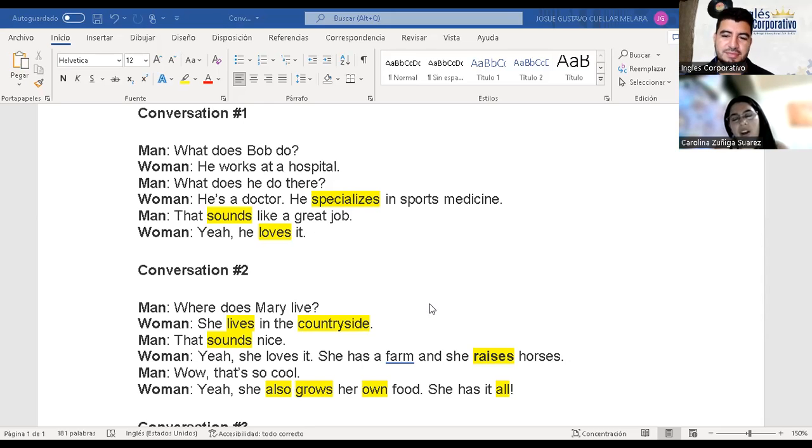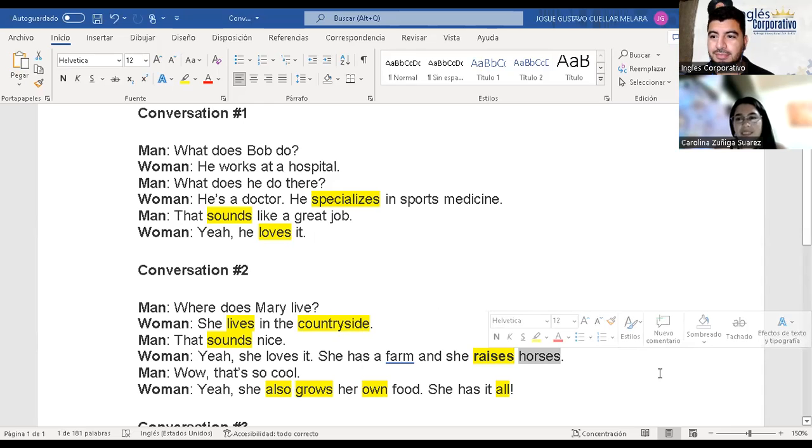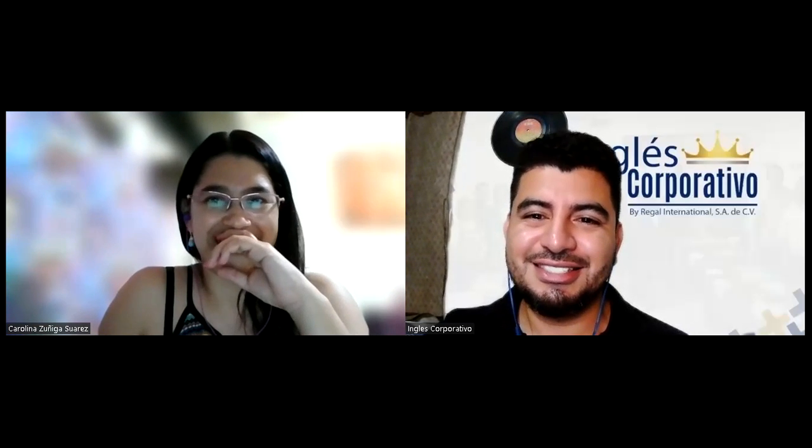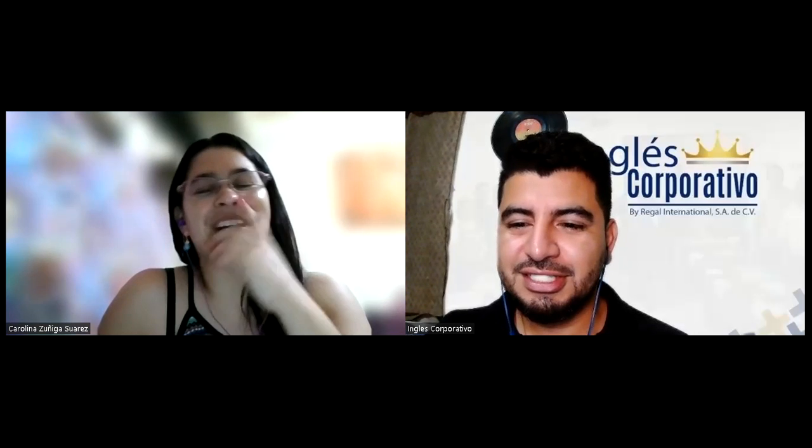She has it all. Okay, pronúnciame esa palabra, Carito. Horses. Yes, horses. ¿La pronuncié mal en el diálogo? No, solo te faltó la S de horses. Horses. Okay.